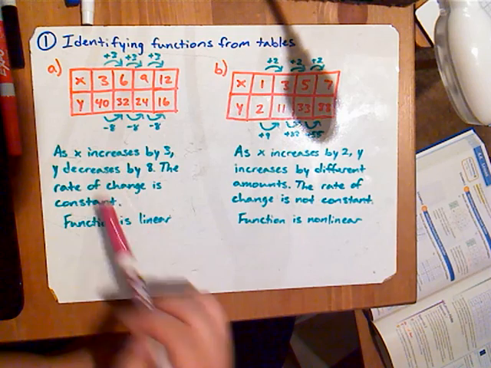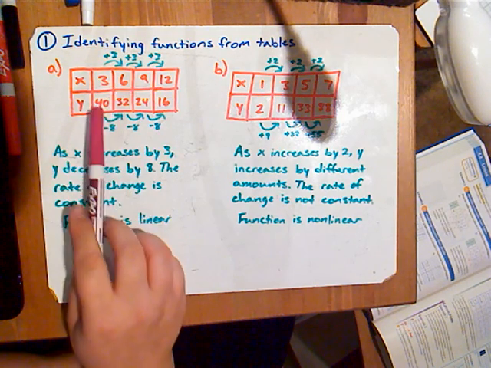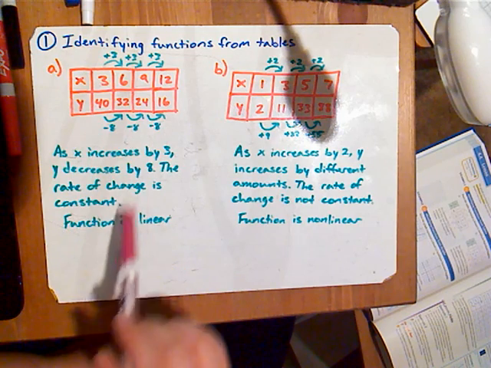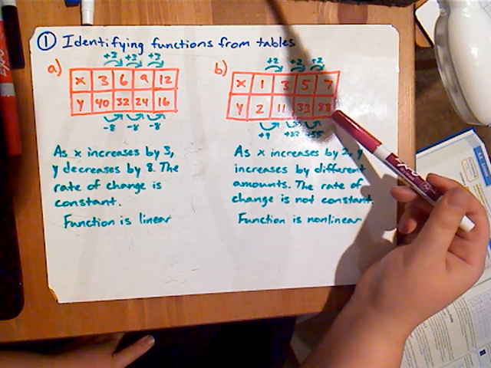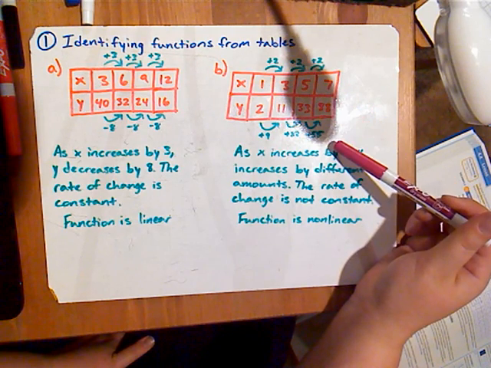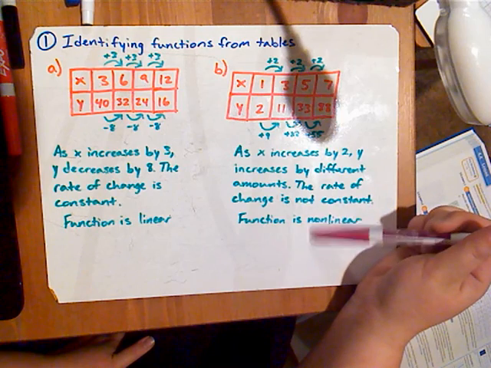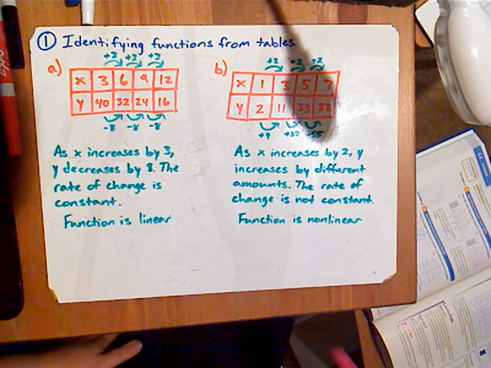Table A is a linear function. The rate of change is constant for x and y, so our function is linear. Our rate of change for x and y of table B is not constant, and so our function is nonlinear. Okay, so that's identifying functions from tables.